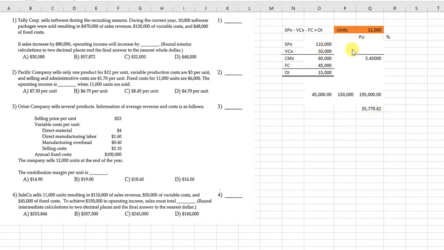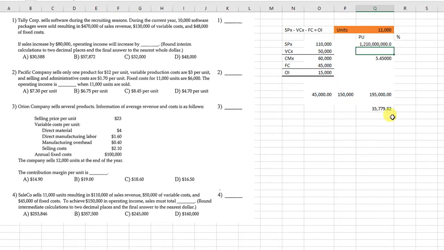35,779 units. I sell each one for $10 a unit, so 35,779 times my $10 a unit. So I better do this right. Plus that divided by my 11,000 units. Hold on. Keep hitting the wrong key. So, 110,000 divided by 11,000 units is $10 a unit. So I simply take my number of units sold times $10 a unit, and I get my total sales of $357.5. In just a second, I'll show you a different way to do it.